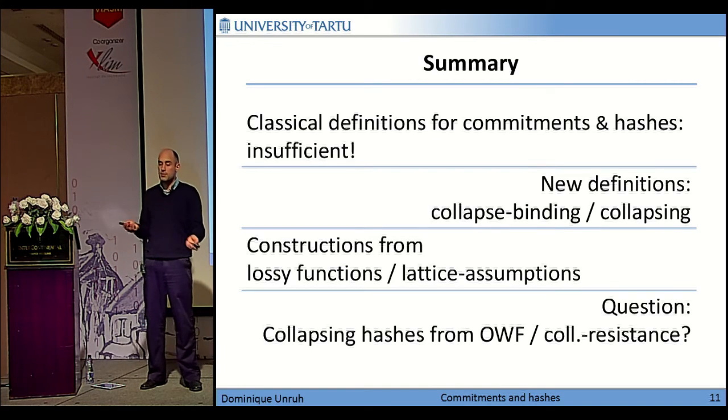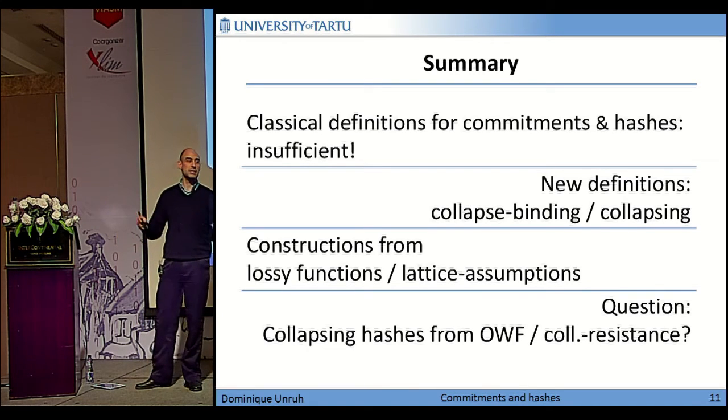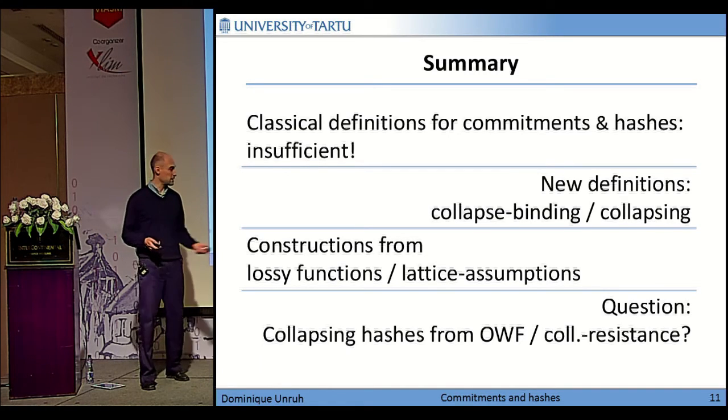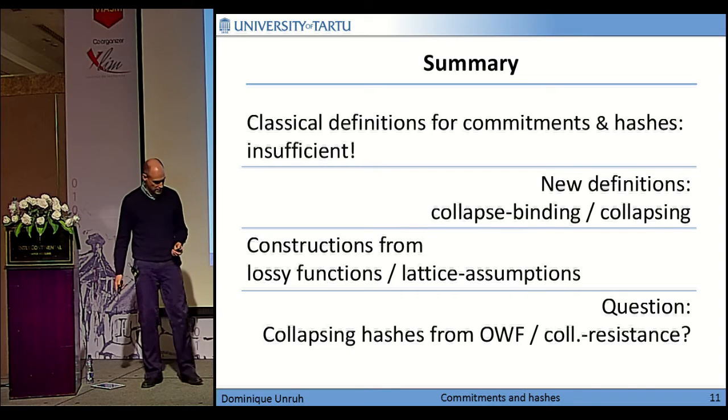Because lossy trapdoor functions are already a relatively powerful tool. So we would like to ideally do it with one-way functions, because classically we can do computationally binding, statistically hiding commitments even using just one-way functions. So that's an open question.